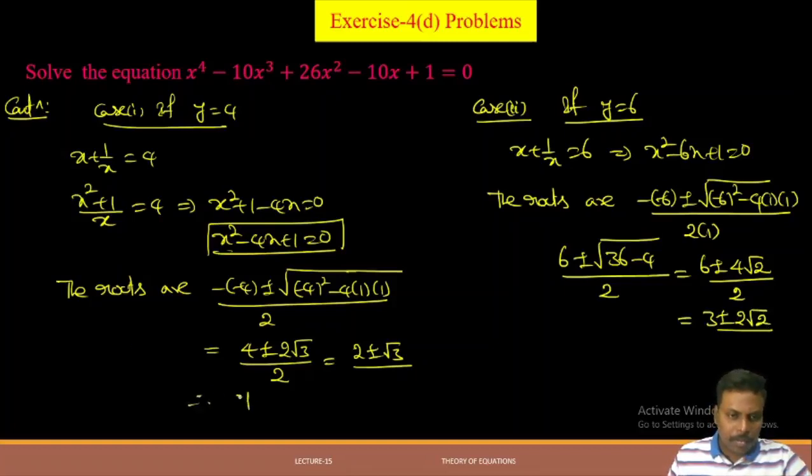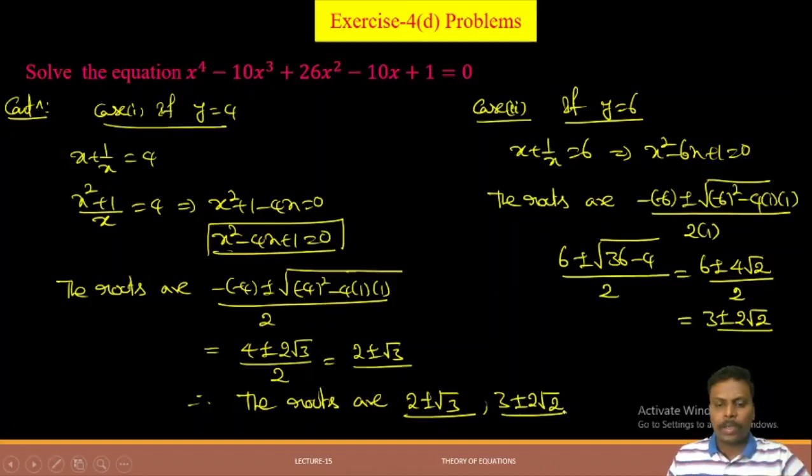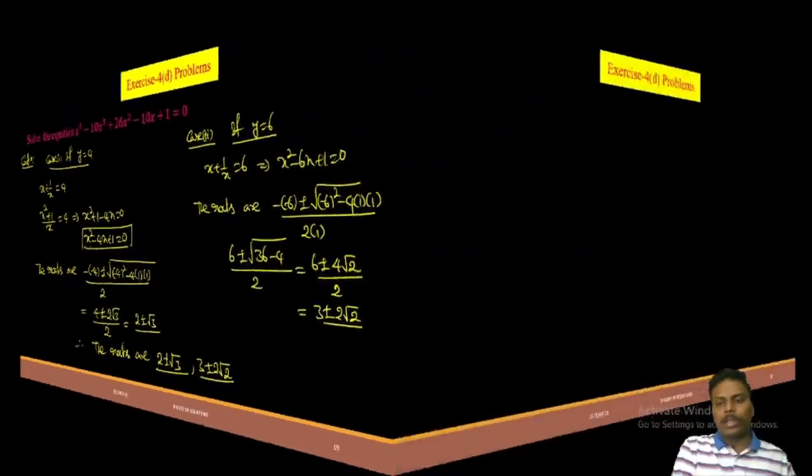Therefore, the roots of the given equation are 2 plus or minus root 3, comma, 3 plus or minus 2 root 2. Okay. So we have solved a given reciprocal equation of even degree and class 1. Now let us solve one more problem.